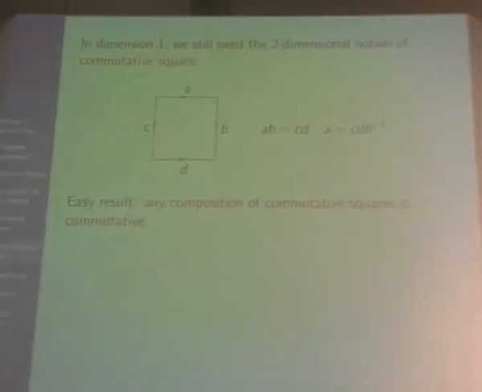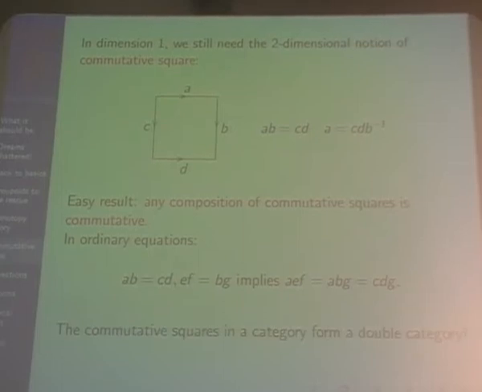AB is equal to CD. An easy result is that any composition of commutative squares is commutative. And the commutative squares in a category form a double category. That's really, really easy and very old. And I think was first observed by Charles Ehresmann. And these facts are part of the proof of the Van Kampen theorem in dimension one. So, commutative, and this is sort of both global Stokes and local Stokes.